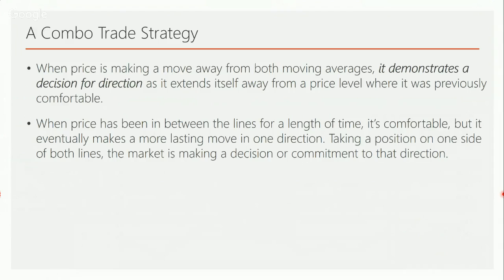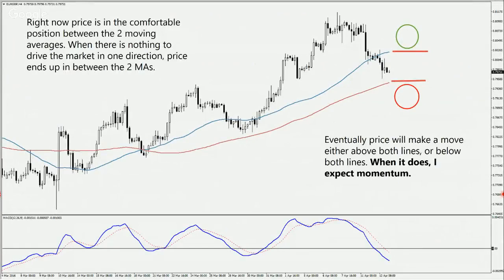So when price has been in between the lines for a length of time, it's comfortable. But it eventually makes a more lasting move in one direction. Taking a position on one side of both lines, of both those moving averages, the market is making a decision or a commitment to that direction. I'm going to show you what that looks like.